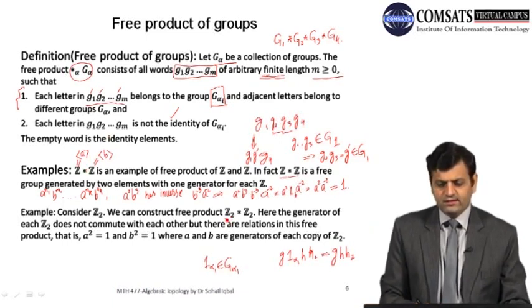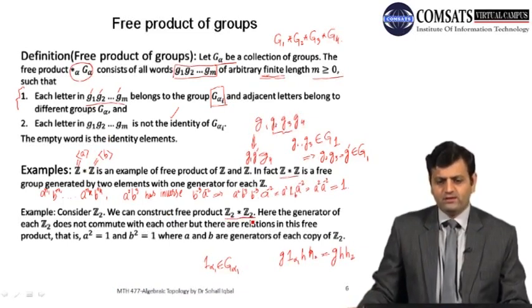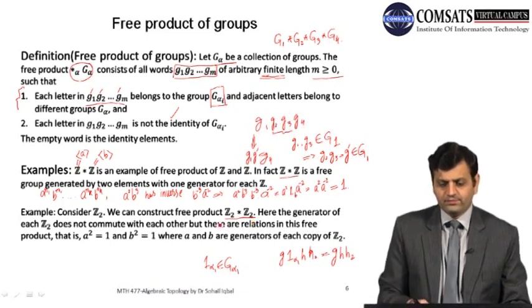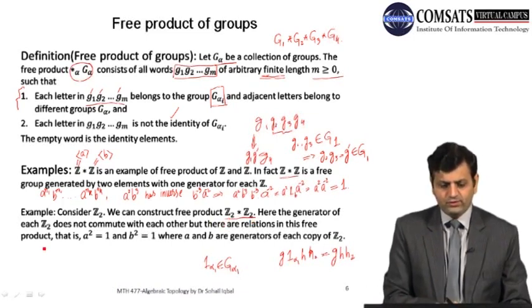Now consider an example where we take the free product of two groups, because we didn't impose any condition on G alpha that they have to be free groups. So they could be groups with relations as well. If I have this Z2, I can take one of the Z2 to be generated by a, and of course a squared is equal to 1. So there is one relation in the presentation of this group.